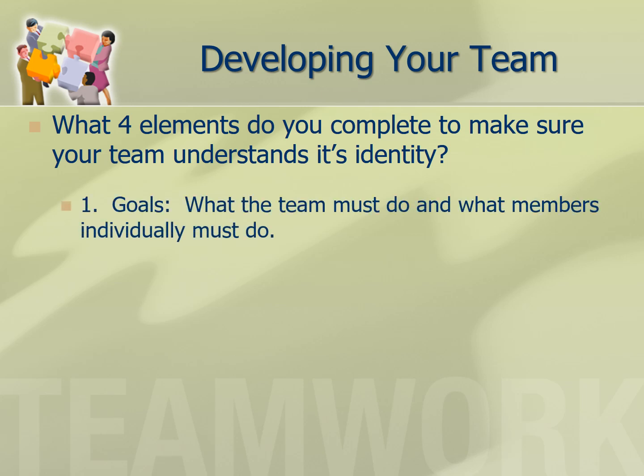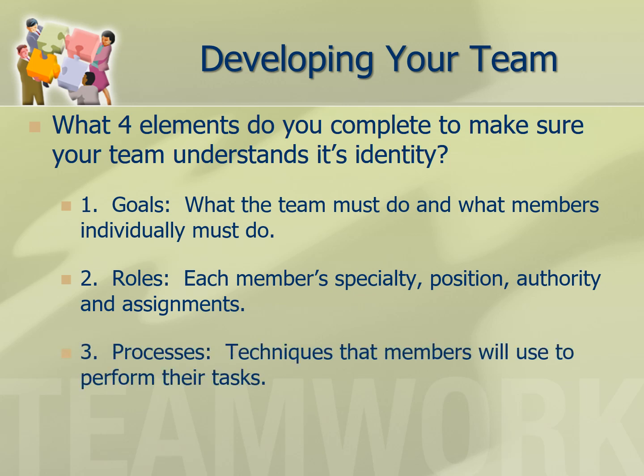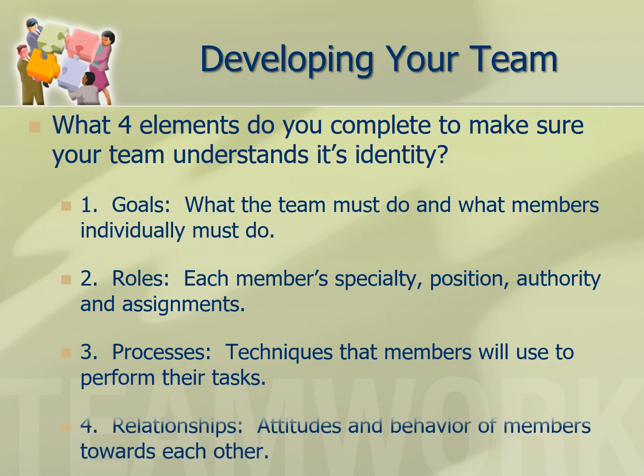So 4 things you need to make sure your team understands. Number 1, the goals. What the team must do and what members individually must do. What their role is, what's their specialty, position, authority, and their assignments. Processes, the techniques that members will use to perform their tasks. And the relationships, attitudes and behavior of members towards each other, and how to get along and resolve conflict.